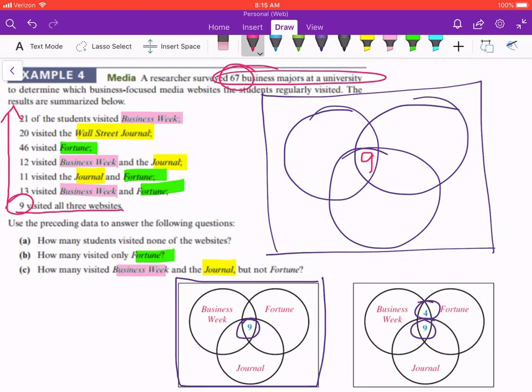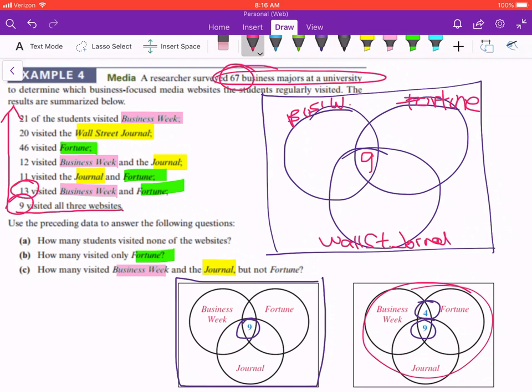Then our next statement from the bottom says 13 visited. Well, first of all, let's assign names to our sets. So we're just going to keep the same as our picture here. So this will be the Business Week. This will be the Fortune magazine or website. And here we'll have the Wall Street Journal. Okay, so 9 visited all 3.